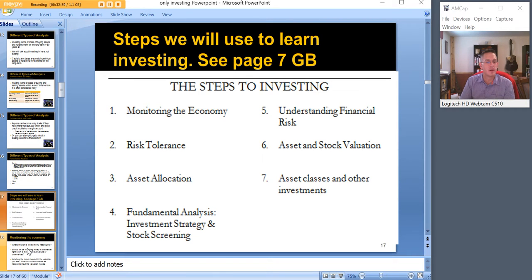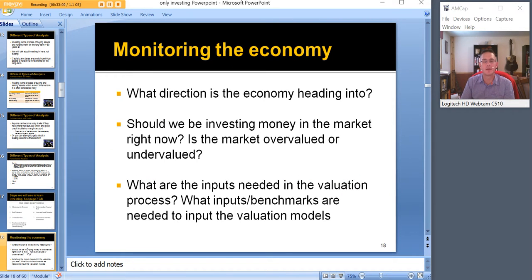So the first step we need to do is monitoring the economy. And you guys have been doing that every Wednesday after 4 p.m. to see what the stock market's doing, or what the economy is doing.